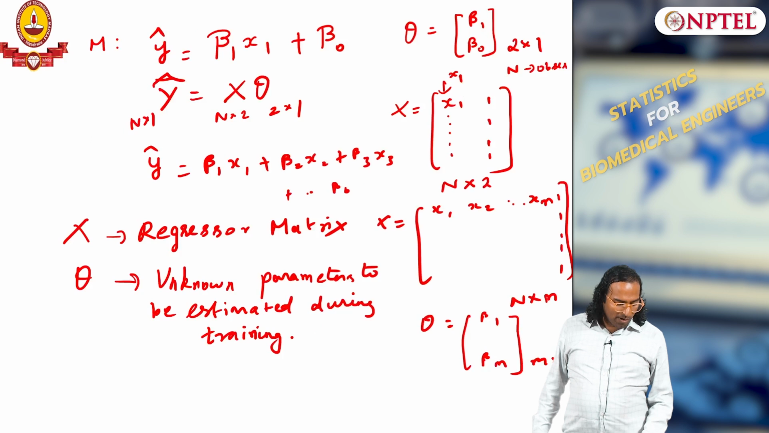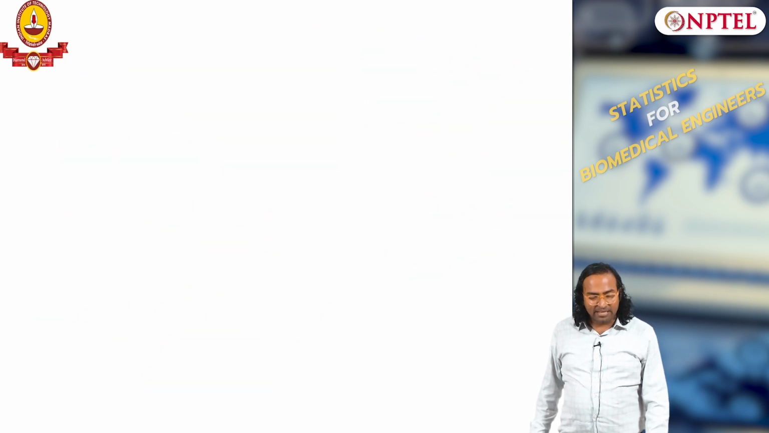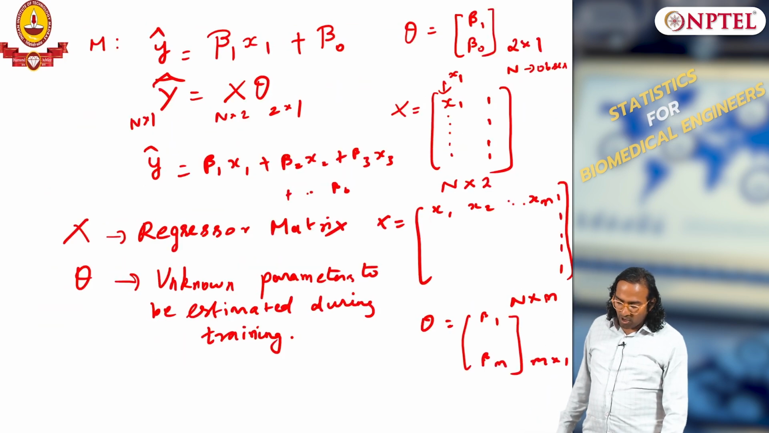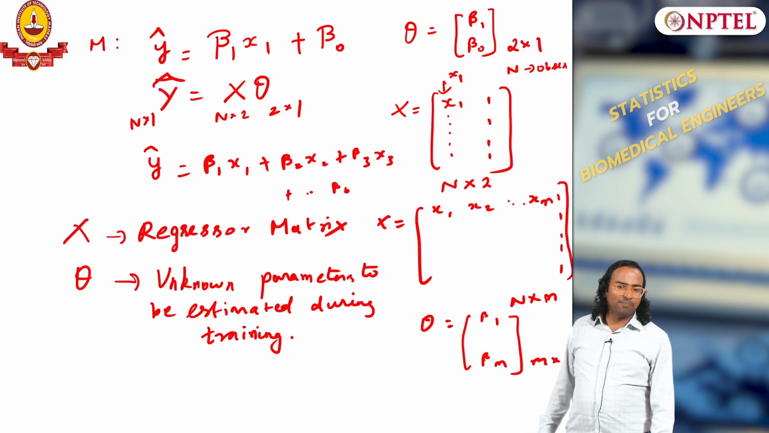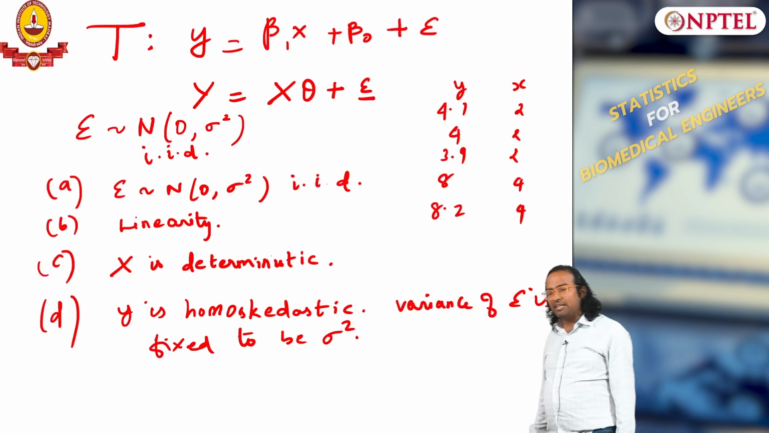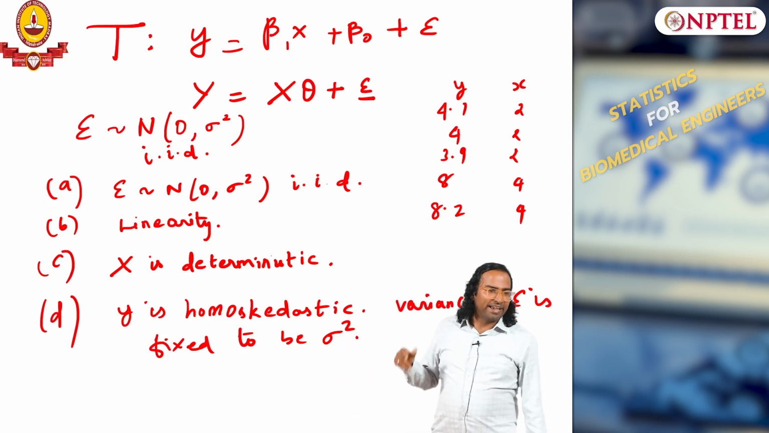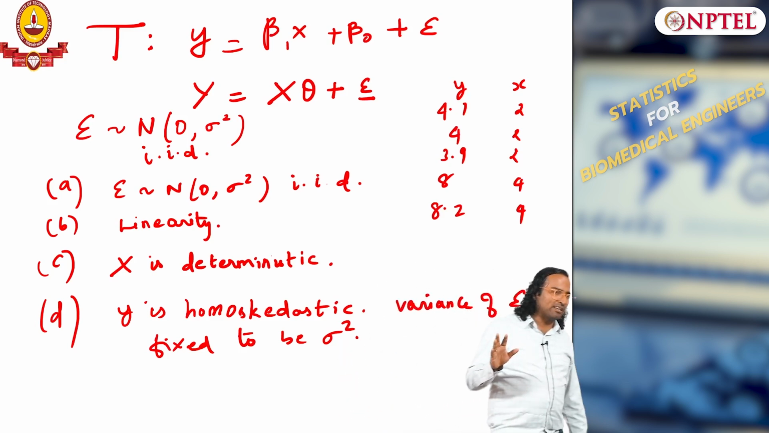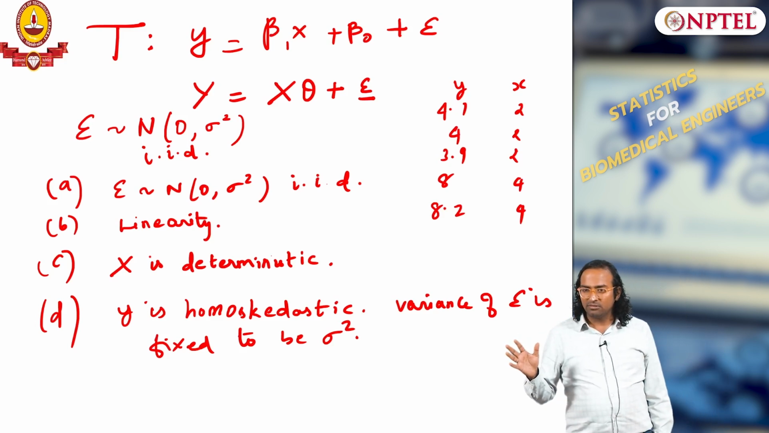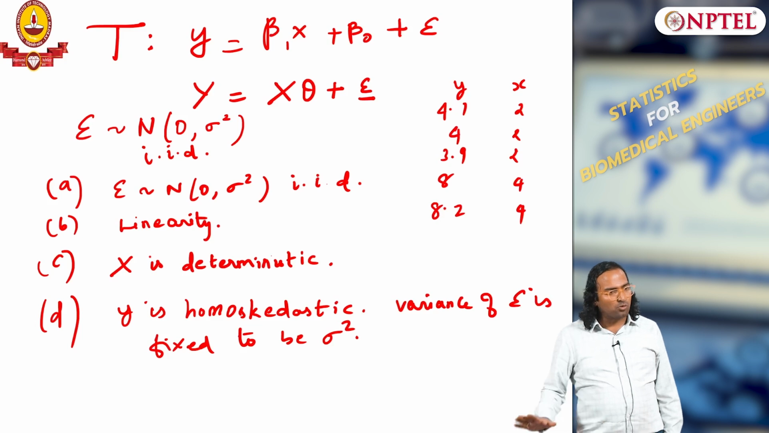Now as I told you, there are many ways in which you can develop this. So what is the unknown? The unknown is now only theta, the parameters beta 1 and beta naught, because I have made assumptions that it is enough to fit a beta 1 and beta naught. There is no model for noise, x is deterministic, y is homoscedastic, and noise is Gaussian, 0 comma sigma squared. These are the assumptions about truth.